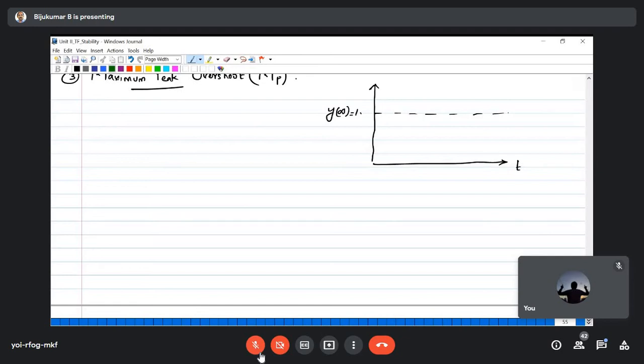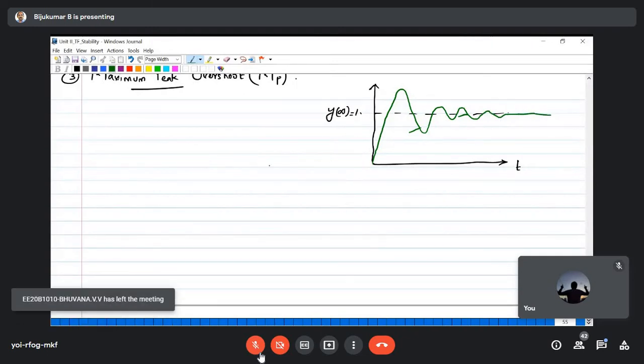Now, if I draw the response, it will be like this. First, there will be an overshoot, then followed by undershoot, overshoot, undershoot, and the magnitude will reduce, and finally it will settle at some point, the steady state value. Right. So, what is maximum peak overshoot? How much magnitude it is exceeding from the steady state value.